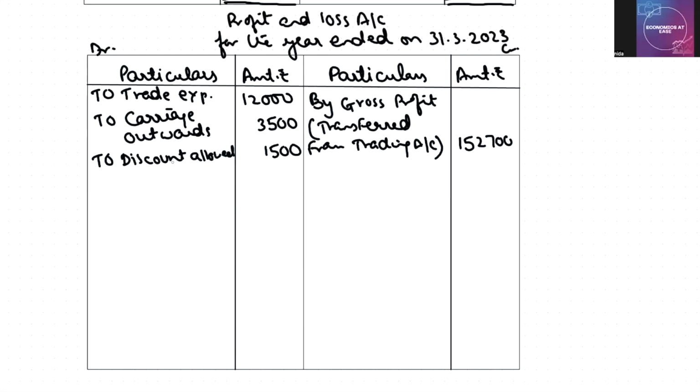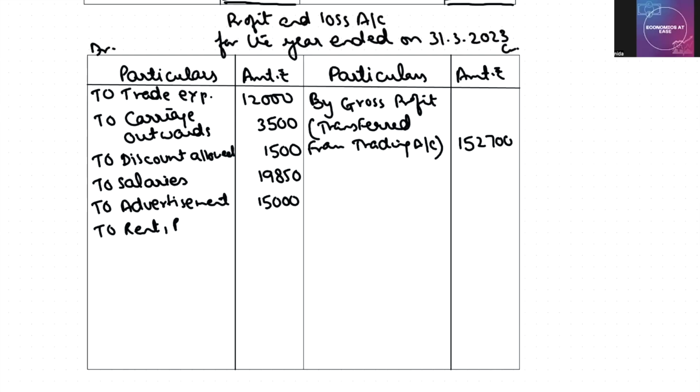Then salaries, 19,850. Then advertisement, how much? 15,000. Rents, rates, and taxes, how much? 3,500.